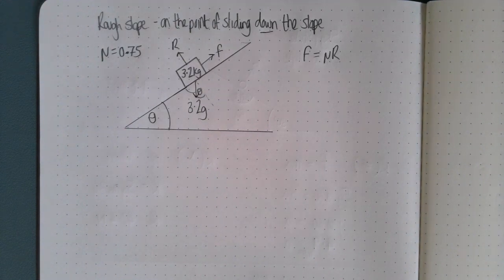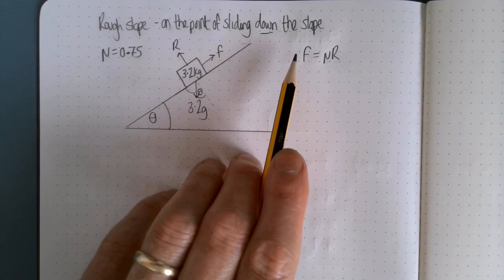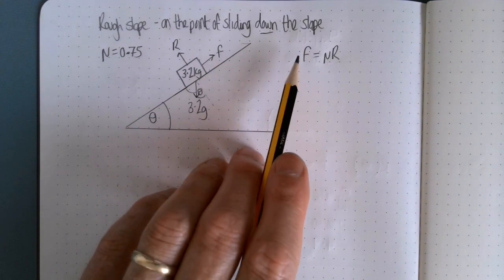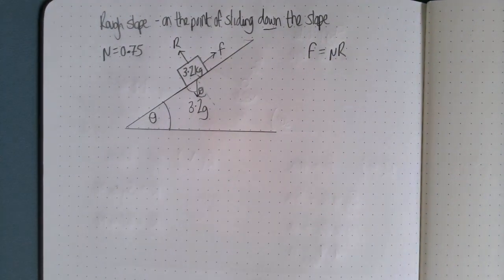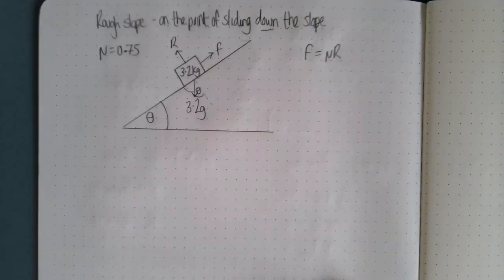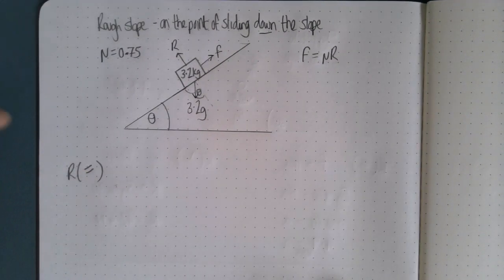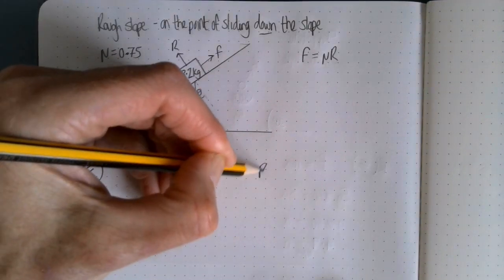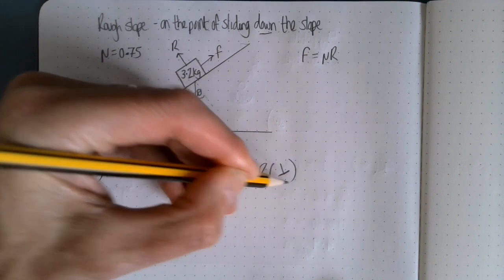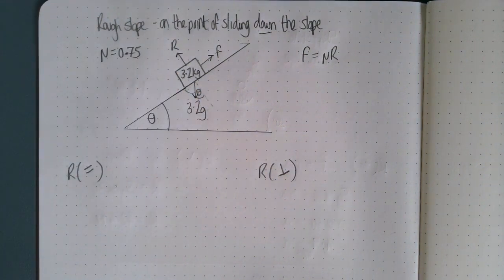So let's use that to write a formula linking F and R. That's good because that reduces the number of unknowns. And then we're going to resolve parallel to the slope. It's not moving, so up equals down. And we're going to resolve perpendicular to the slope. It's not moving, up equals down. So pause the video, have a go.